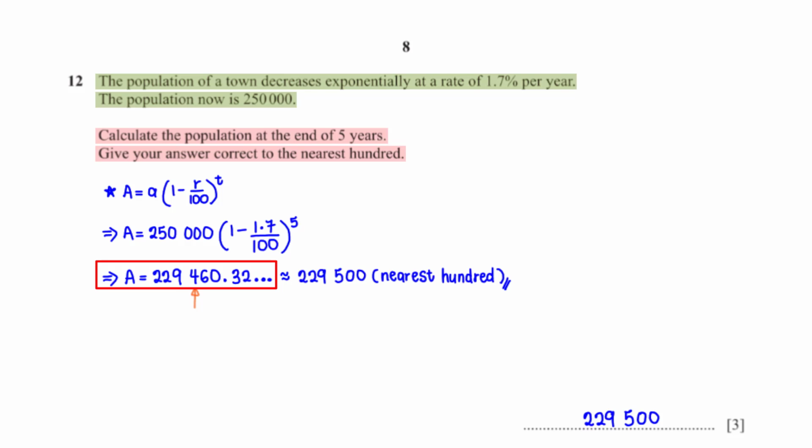We need to round this value to the nearest 100. So we look at the value in the hundredths position, which is 4. The value after 4, which is 6, is greater than 5. So we add 1 to 4, giving us 5. The numbers after 4 become 0. The zeros after the decimal points are insignificant. So we have 229,500 rounded to the nearest 100.